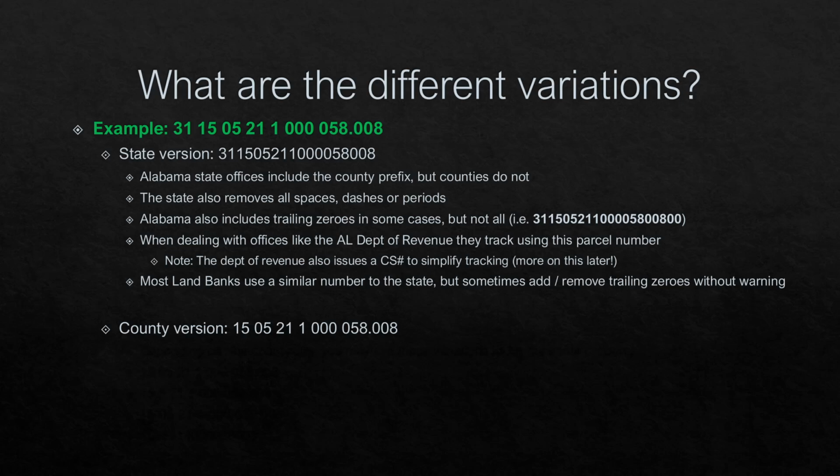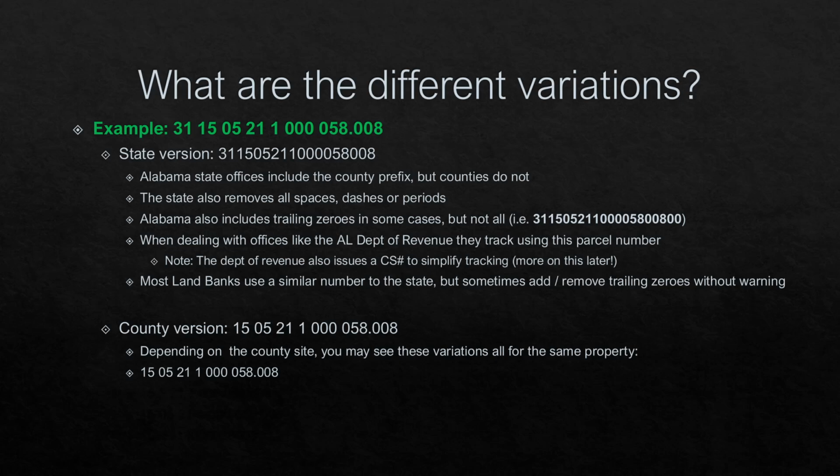Same number, the county version, of course, as you probably guessed, as we remove the 31 at the very least and keep the other formatting. So now it starts with number 15, because when you're talking with the county, they know what county you're talking about. They don't need you to say county number 31, so they just drop it off of their records. But depending on the county website or the county office, you're going to see these variations, and this is going to overwhelm you, but good news is coming.